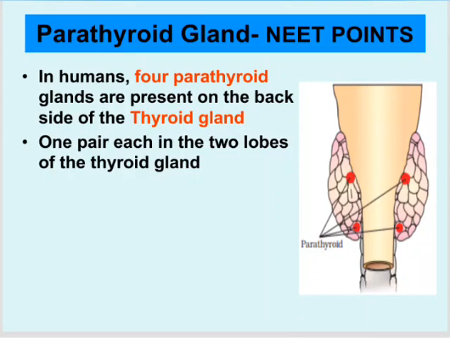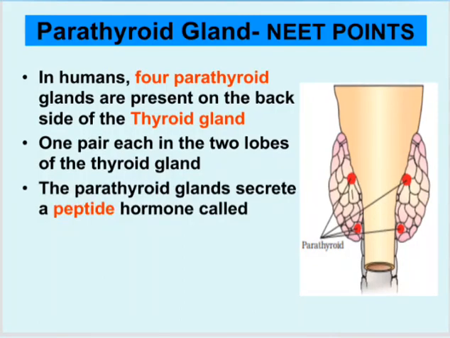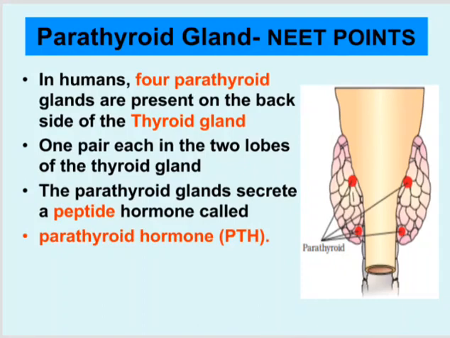1 pair each in the 2 lobes of the thyroid gland. That means there are 2 lobes of the thyroid gland. Each lobe of the thyroid gland on the backside has 2 parathyroid glands. So totally there are 4 parathyroid glands. The parathyroid gland secretes a peptide hormone called parathyroid hormone, commonly called PTH.